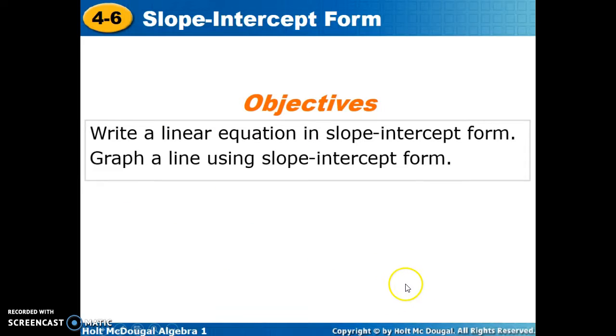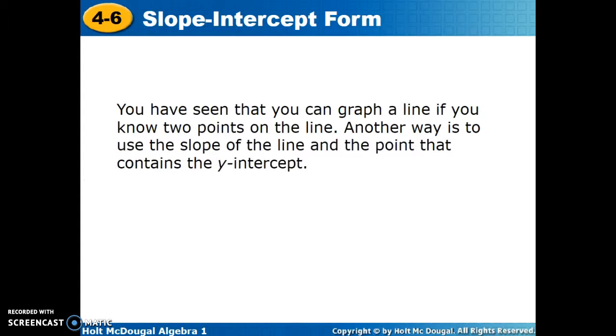Objectives for the lesson today are to write linear equations in slope-intercept form and to be able to graph the line using slope-intercept form. It's one of the simplest forms that we deal with. You've seen that you can graph a line if you know 2 points. Another way is to use the slope of the line and the point that contains the y-intercept.